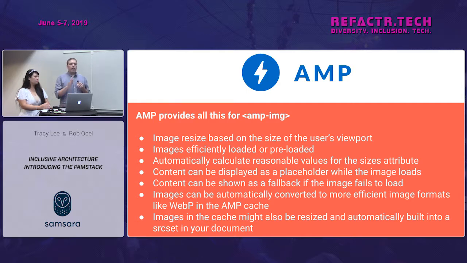So for example, AMP has a component called AMP image. It's just a wrapper around the HTML image tag. But this is a list of all the things, or at least some of the things, that they do for you automatically under the hood without you even having to realize it.